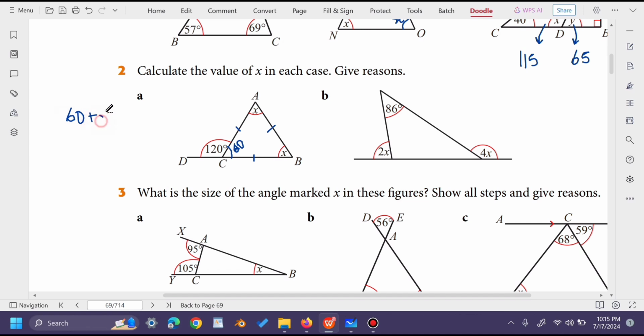60 plus x is equals to 180 degrees, and then 2x is equals to 180 minus 60, which is 120. So can I write it like this? So x is going to be 60. You see, I just proved that x is 60 and this is also x.